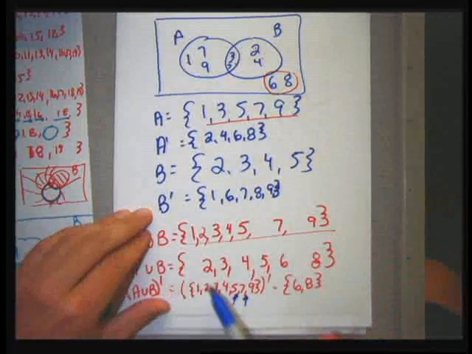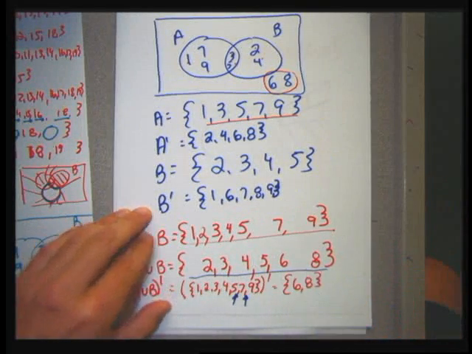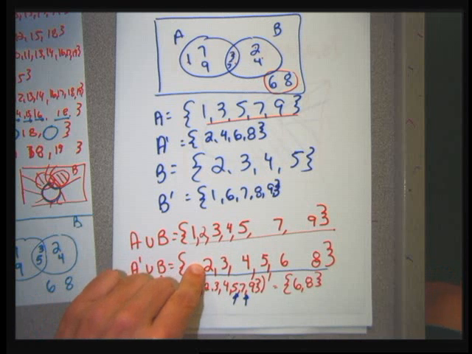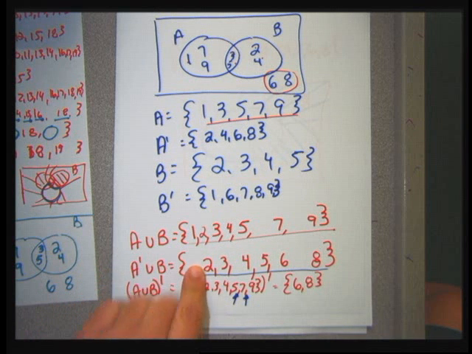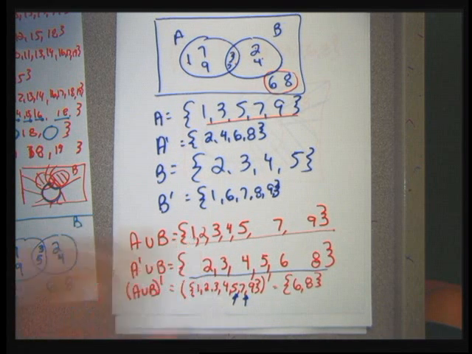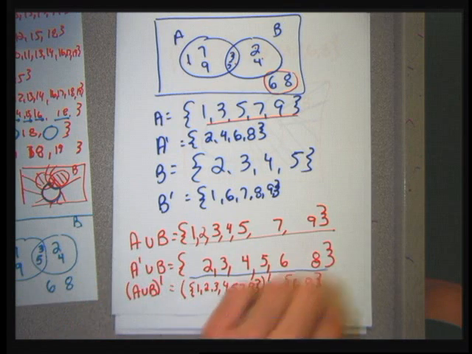Again, if you peek at the answers that I got, without looking at the pictures in the regions that were described, 2, 3, 4, 5, 6, and 8 were the same for A prime union B. 1, 2, 3, 4, 5, 7, and 9 were the same for A union B.